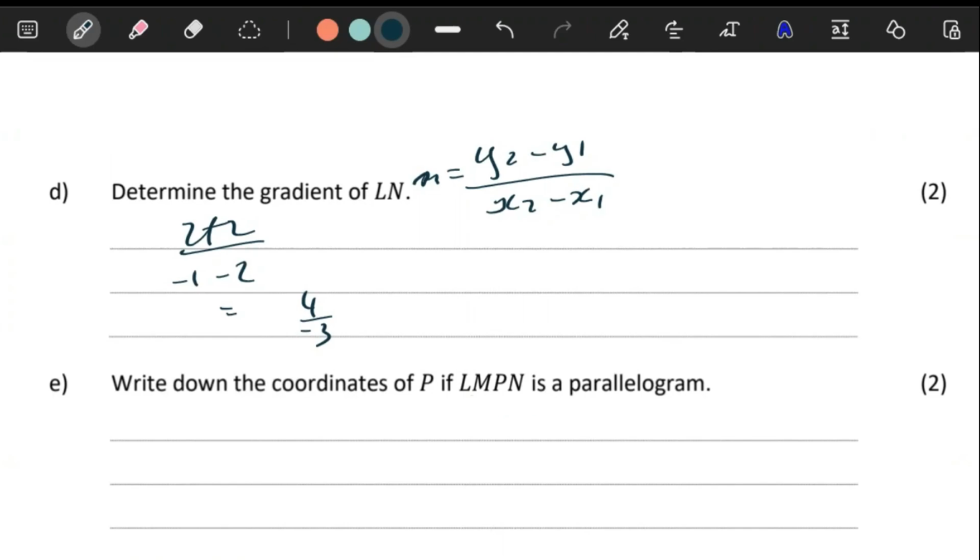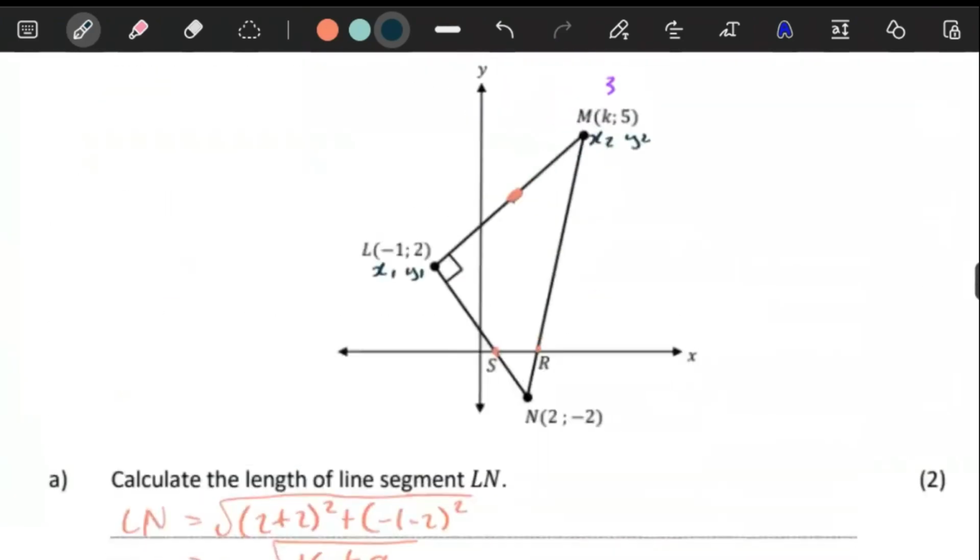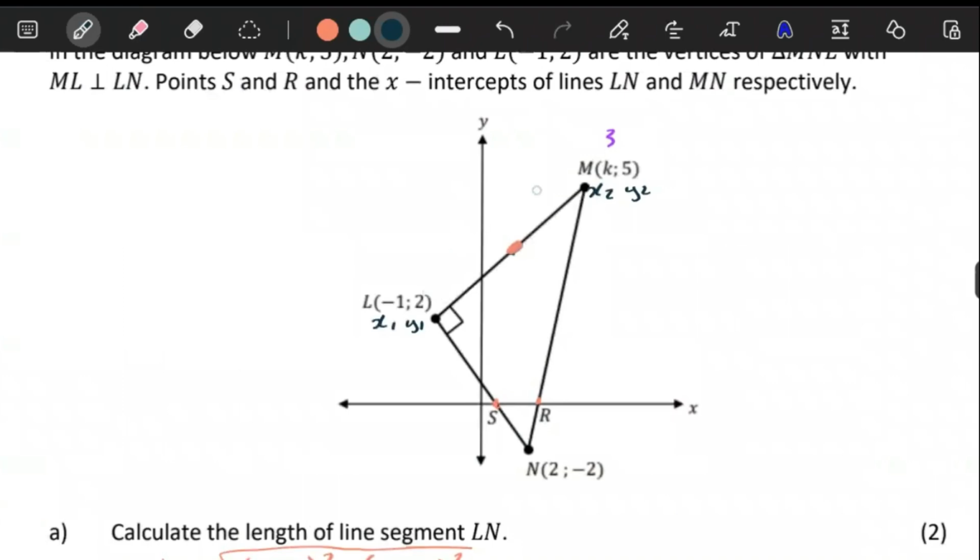And then they said we should write down the coordinates of P if LMPN is a parallelogram. So LMPN. P would need to be somewhere here, and then N. If you're going to work out the coordinates of P, you have to be careful. Let's check the mark allocation. The mark allocation, you can see it's out of 2. So this one you want to work out just by looking at it.